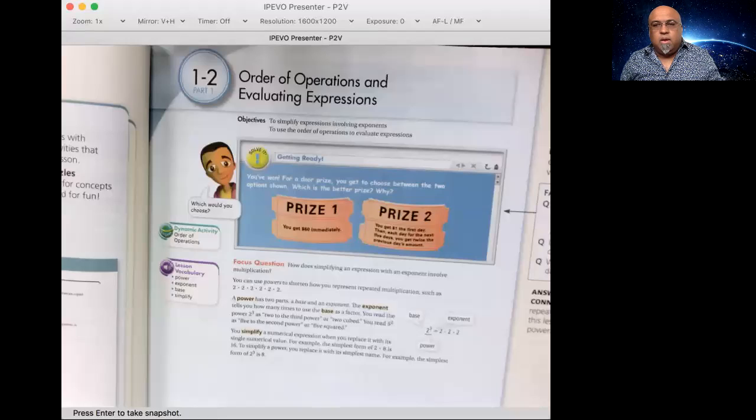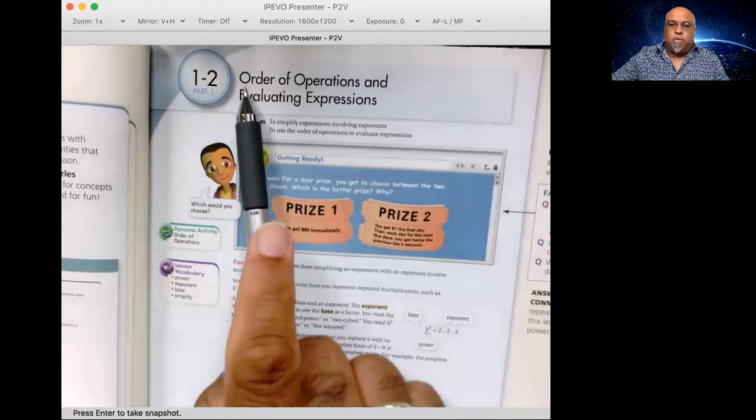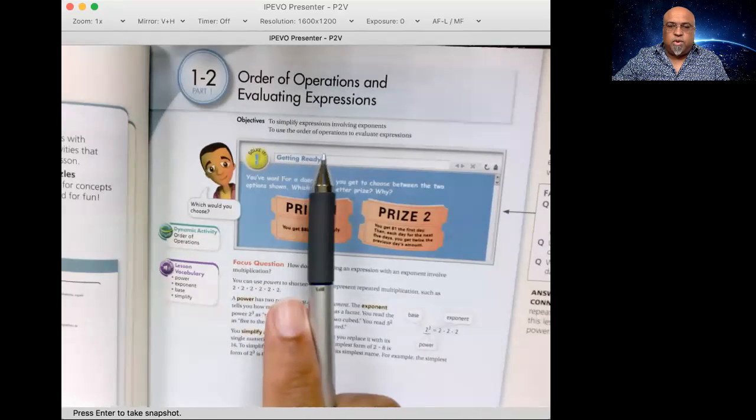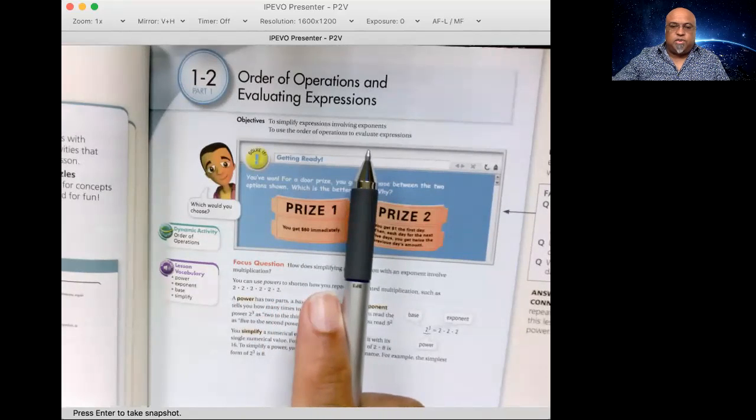Hello, I want to continue with our lesson, and we're going to go to chapter 1-2, part 1, which starts on page 11. Let's go ahead and take a look at that. This lesson is on order of operations and evaluating expressions. The objective is to simplify expressions involving exponents and to use order of operations to evaluate expressions.